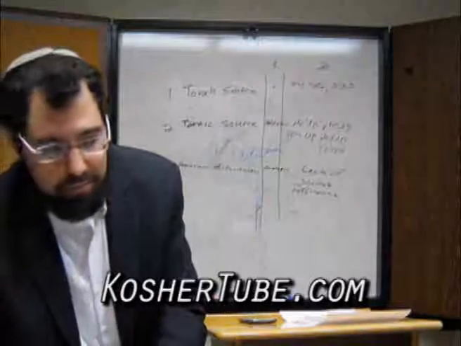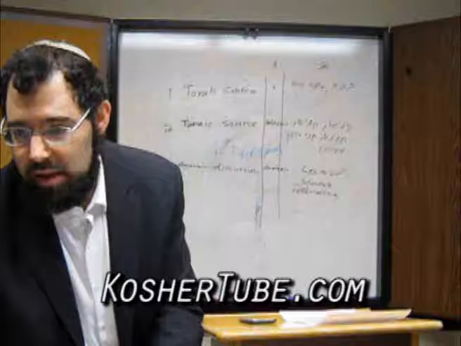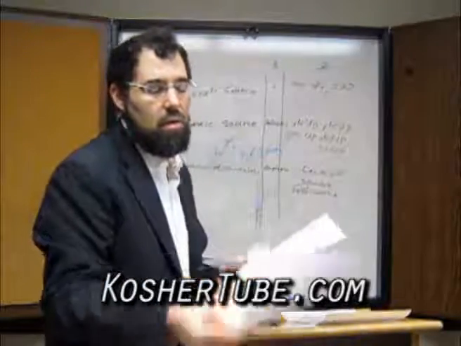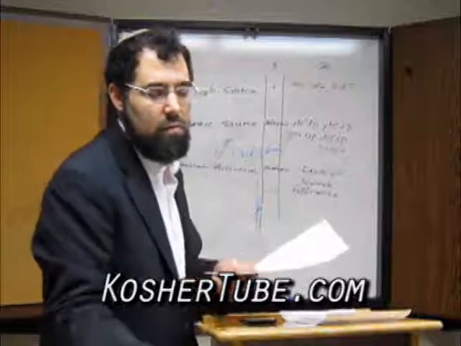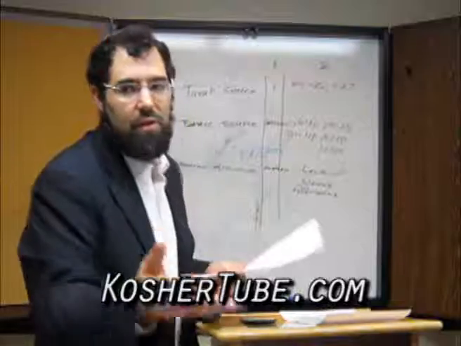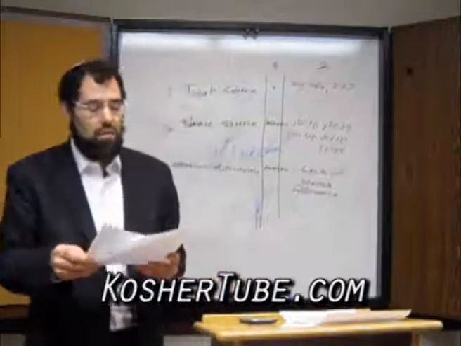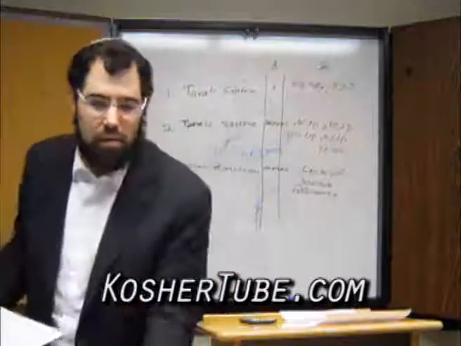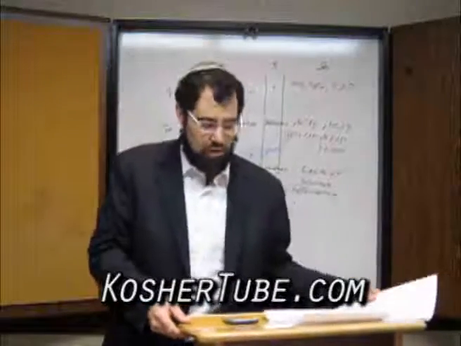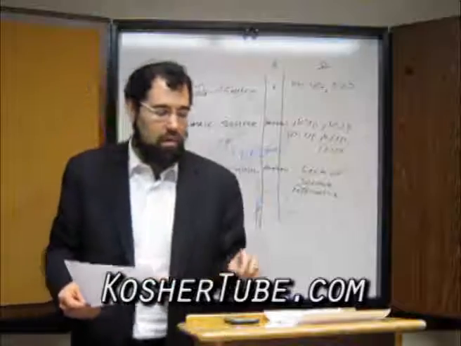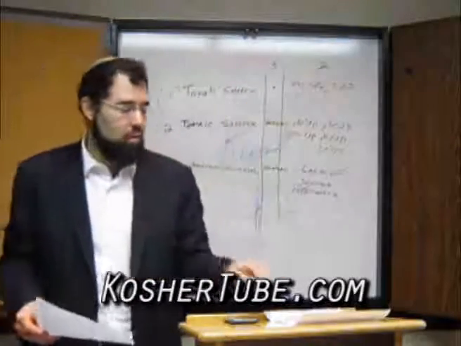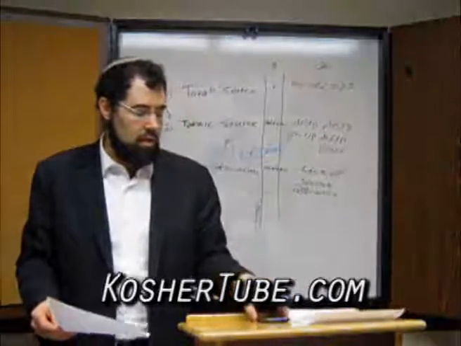When is the time of the Tanaim? The time of the Tanaim is from about the year 0, a little bit before the year 0, to the year 220. The first two centuries. Basically the first two centuries is the era of the people we identify as the Tanaim, the rabbis whose words are recorded in the Tanaitic sources.